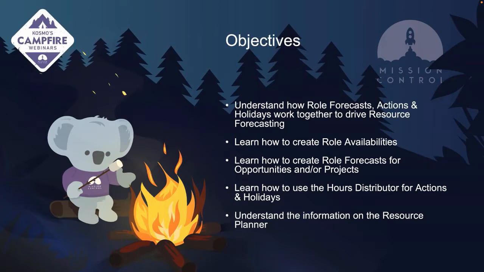And looking at how we can manually distribute the hours for actions and holidays. By default, the hours scheduled to an action or a holiday would just be divided evenly between the working days. But the hours distributor allows you to go in and manually adjust that based on when you think that effort is going to be expended. And then, as I say, we'll dive into the resource planner.